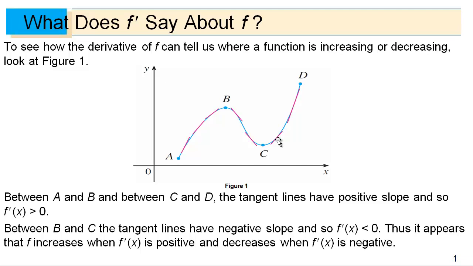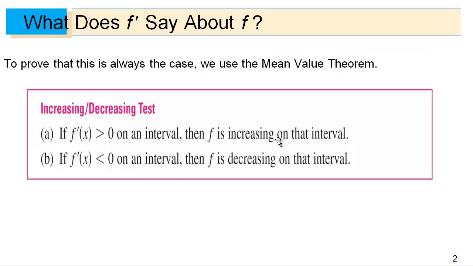So let's begin with some of the ideas. First, there's the idea of the increasing and decreasing test. And this tells us that if the first derivative is positive on a certain interval, then the function is increasing, and if the first derivative is negative, then the function is decreasing.